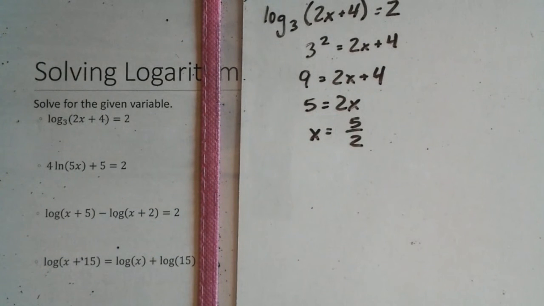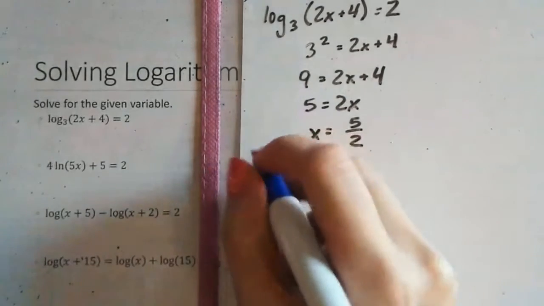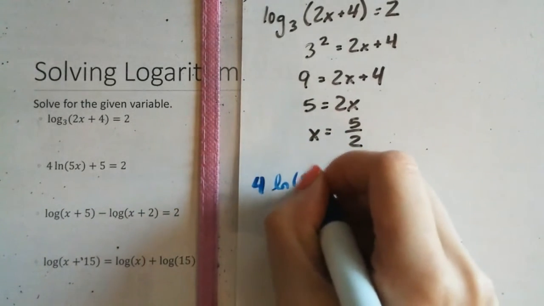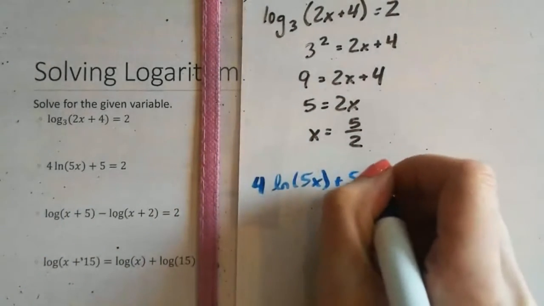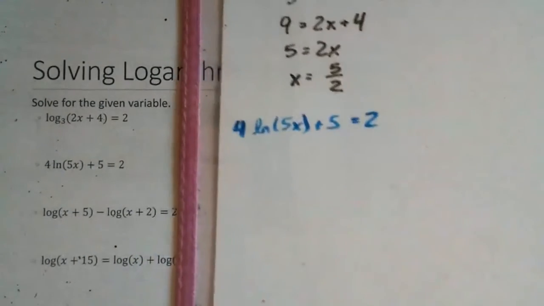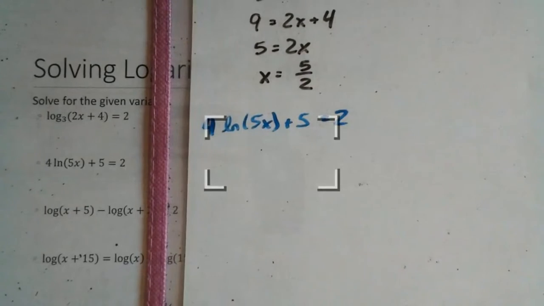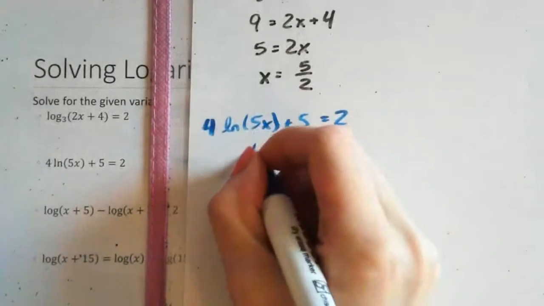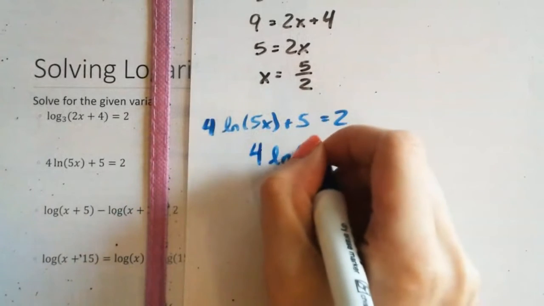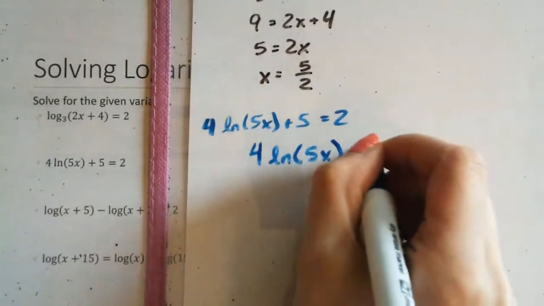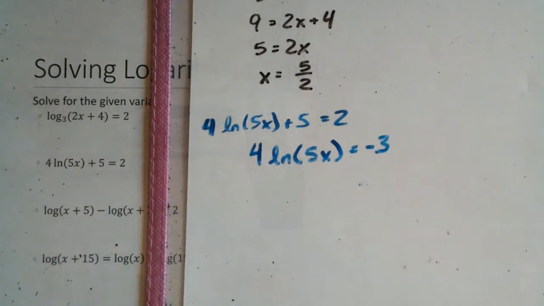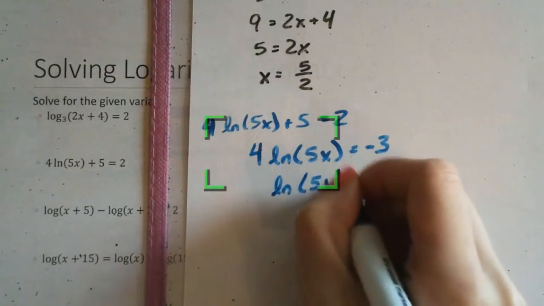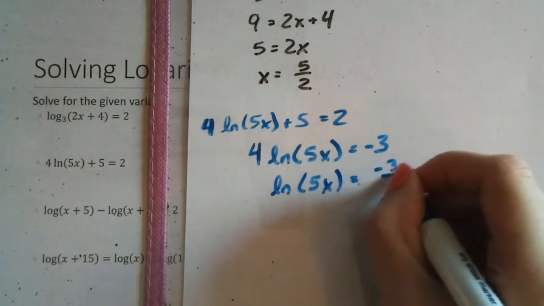For the next one, we're looking at 4 times the natural log of 5x plus 5 is equal to 2. Now I can't switch forms until that logarithm's by itself. So I'm going to subtract the 5 over. That will give us 4 times the natural log of 5x is equal to -3. I can divide both sides by 4. So the natural log of 5x is equal to -3/4.